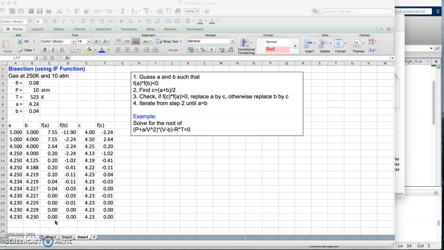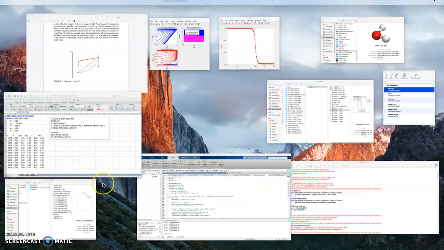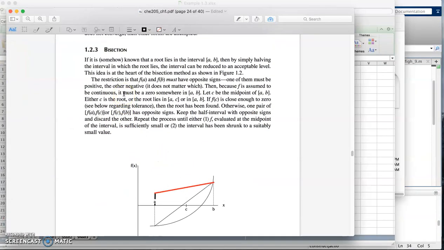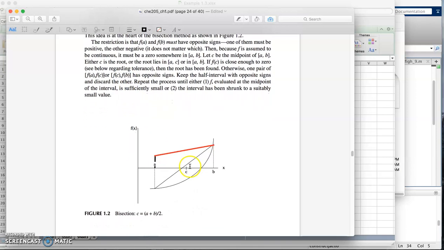In this video, I'll be showing how we can solve for the root of a function using the bisection method. This is section 1.2.3 of the textbook. And the idea is, imagine we have an interval a and b, and our function looks like this curved line.